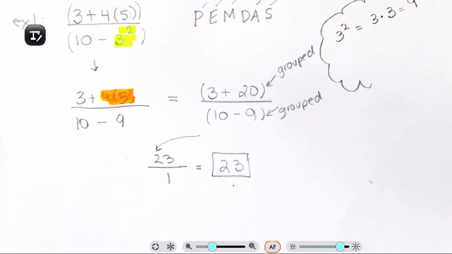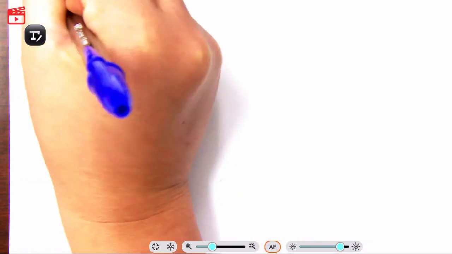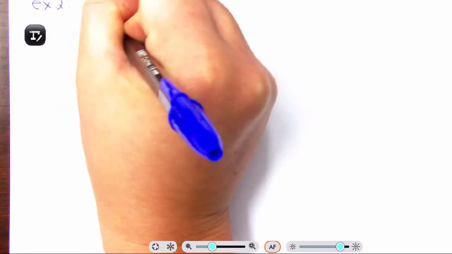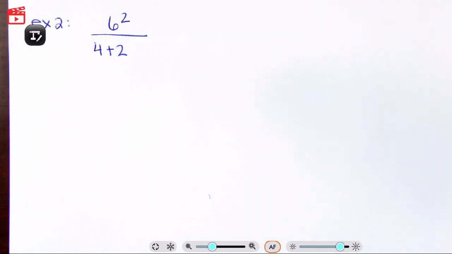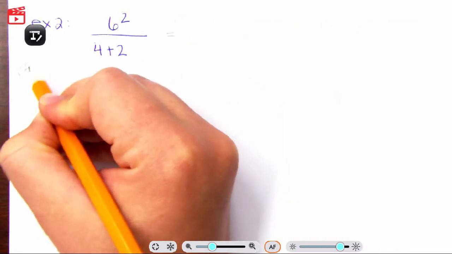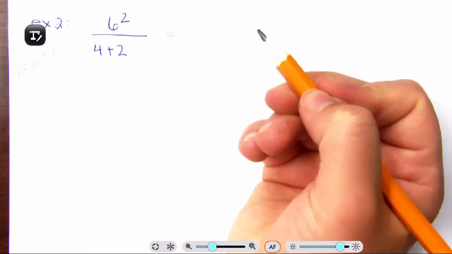All right, let's try another example. We're going to do a few more. Try example number 2. We have 6 squared divided by 4 plus 2. Again, everything in the top is grouped, everything in the bottom is grouped. We have to deal with the groupings before we divide. PEMDAS is in the corner of my head: Please Excuse My Dear Aunt Sally.